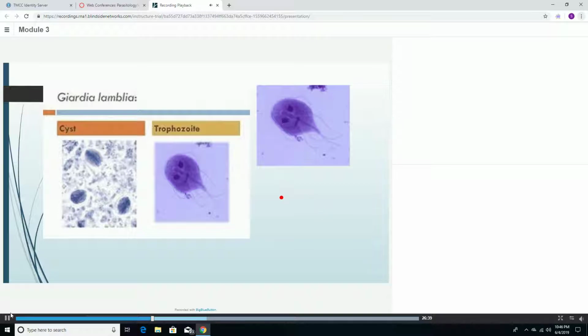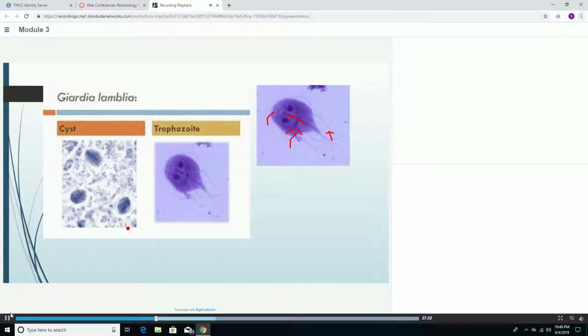One thing to note is that in the troph stage, we're gonna see median bodies. So you see this median parabasal body here inside of the organism. We're gonna see flagella. So you see these flagella here. We're also going to see axonemes, so that's essentially like the spine down the center. We're going to see dual nuclei with the troph stage, and then sometimes you could see a sucking disc on this organism, and that's what you see here at the end. So I just want to point out these diagnostic stages. So this is the troph stage.